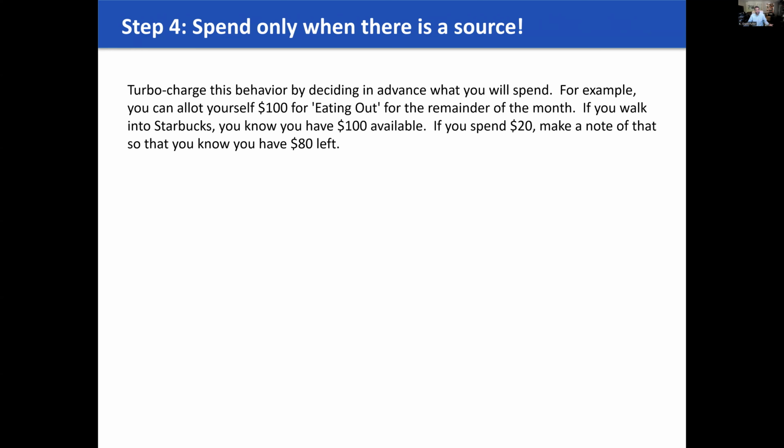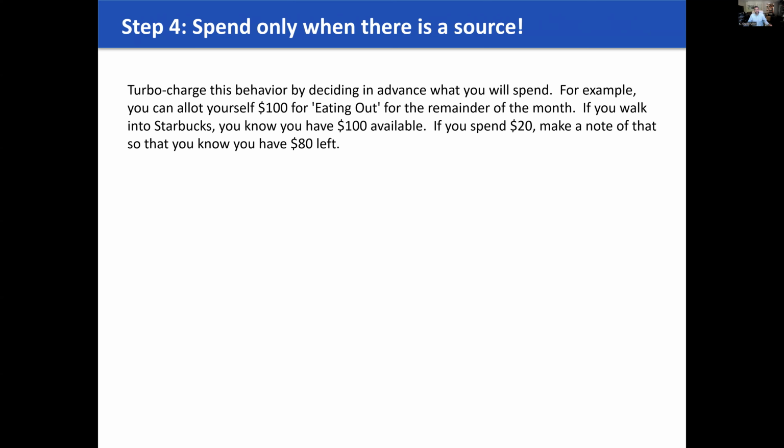And remember, step 4 is spend only when there's a source. So remember, I had set aside $100 for more eating out for the rest of the month. This says, okay, if we're going to be eating out, it better cost under $100. If somebody invites me to a steak restaurant and I think it's going to cost $200, I don't have a source for that. I'm not doing that this month, maybe next month. But if somebody invites me to get a slice of pizza, well, I know I got $100 set aside for eating out. I'm happy to do it, no problem.